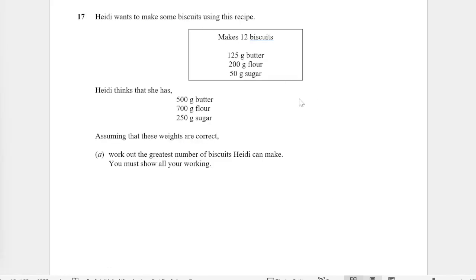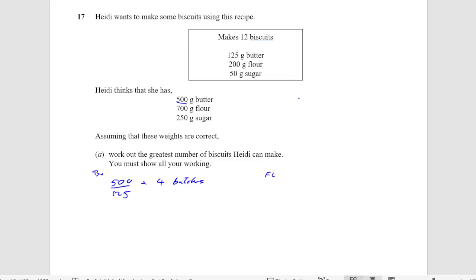Okay, question 17 then. Heidi wants to make some biscuits using this recipe. The recipe makes 12 biscuits. Assuming that the weights are correct, work out the greatest number of biscuits she can make. So I'm going to look at batches. So she's got enough butter to make 500 divided by 125, which is equal to 4. So she can make 4 batches using the butter. And I'm going to do the same for the flour and the sugar.